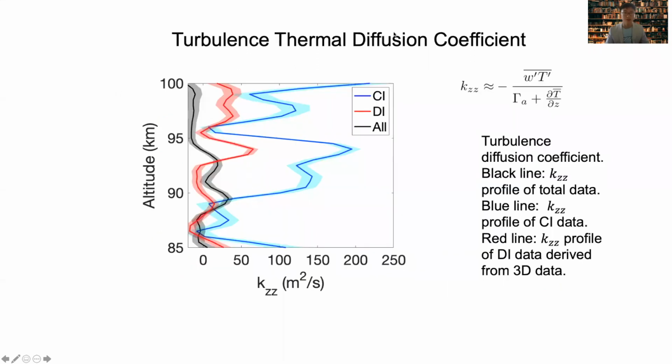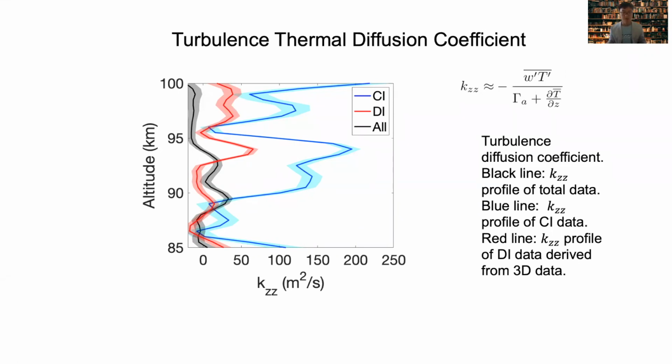We also studied the turbulence thermal diffusion coefficient KZZ. The magnitude of the diffusion coefficient is proportional to the magnitude of heat flux. The black line is the diffusion coefficient of total data for zenith-only nights. The blue line is the coefficient for convectively unstable region for zenith-only nights. The red line is the coefficient for dynamically unstable region for 3D wind nights.